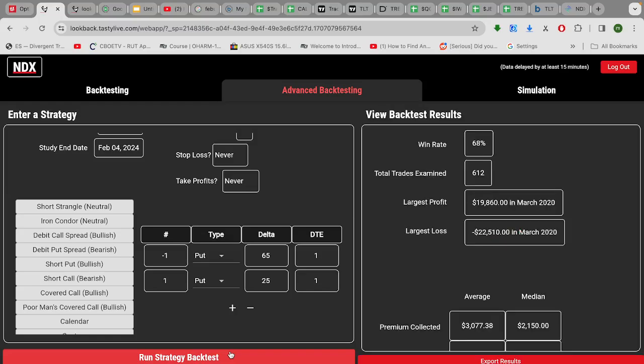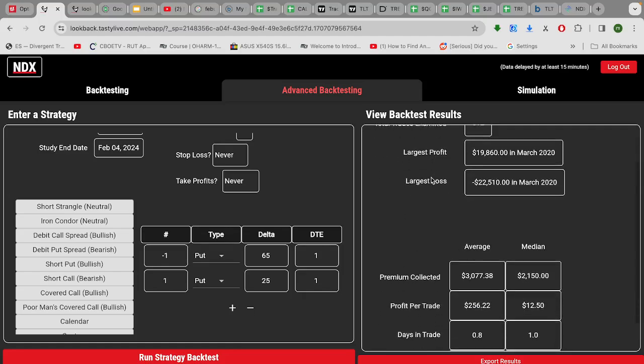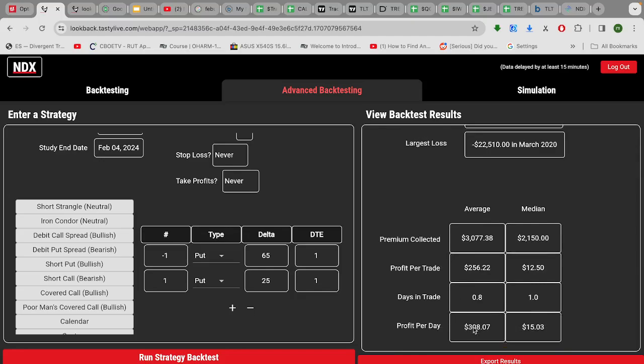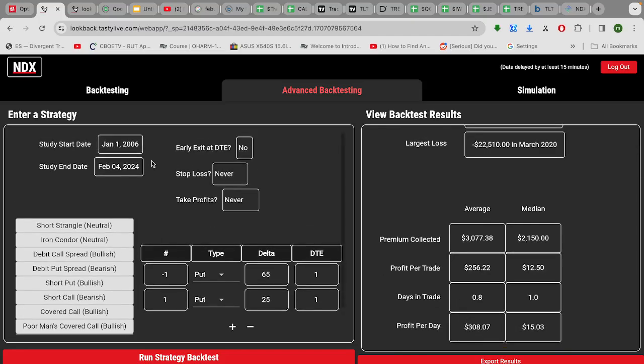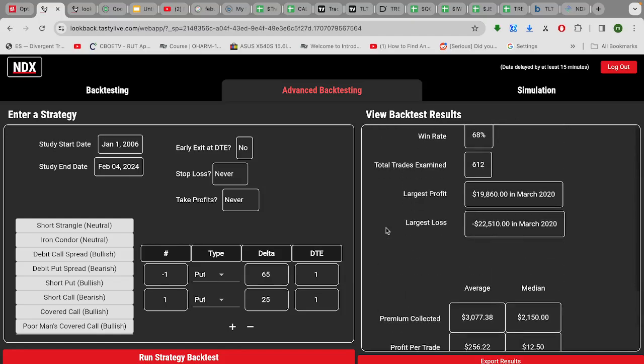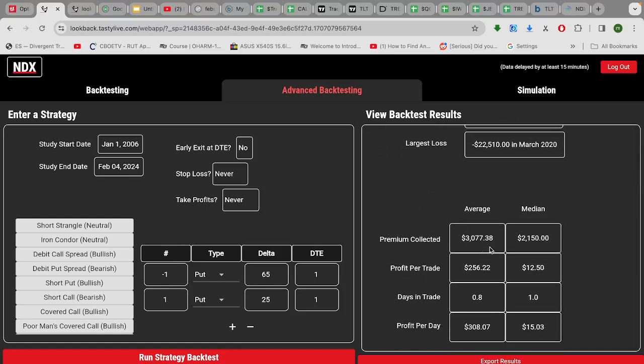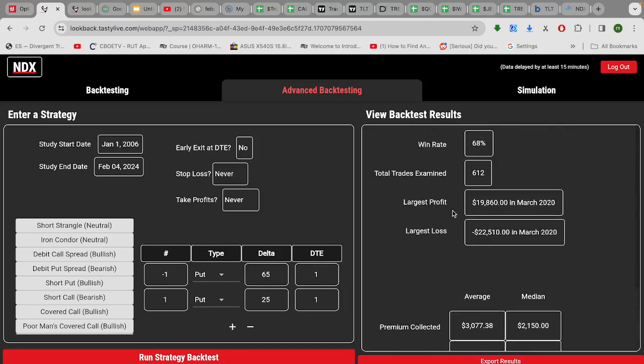But the edge is smaller. You can tell that because it's less premium. The more premium, the more edge. When you have more premium and a higher win rate, that other trade has more edge in it. This trade has less edge, but the profit per day is twice as high. And this is since 2006, so I'm not cherry picking or whatever. This is a pretty long back test. You're sacrificing premium. So the less premium you have, also the less buffer you have.